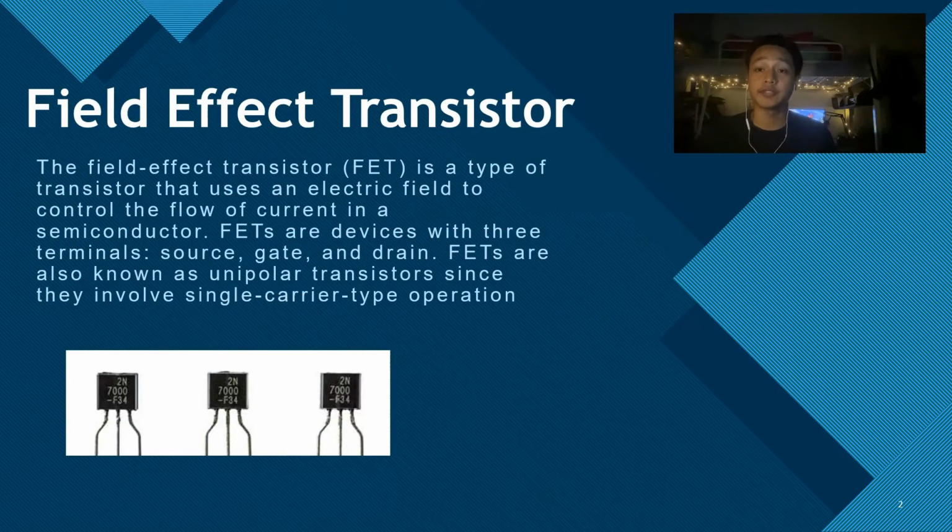What is field effect transistor? The field effect transistor, FET, is a type of transistor that uses an electric field to control the flow of current in a semiconductor. FETs are devices with three terminals: source, gate, and drain. FETs are also known as unipolar transistors since they involve a single carrier type operation.